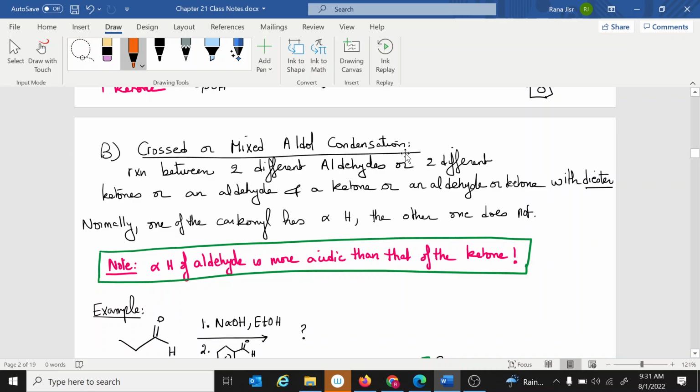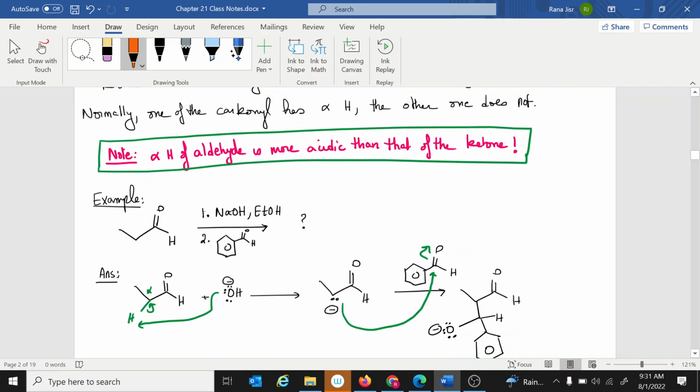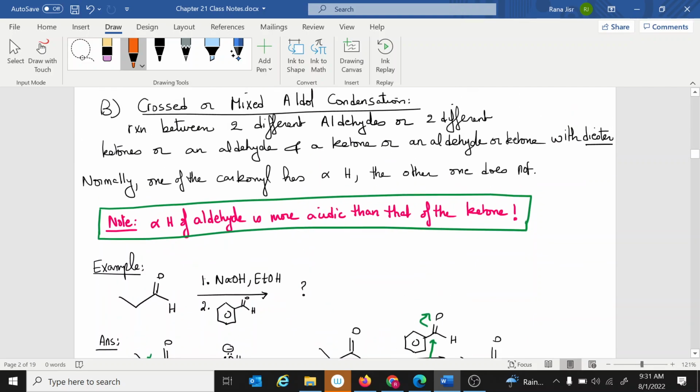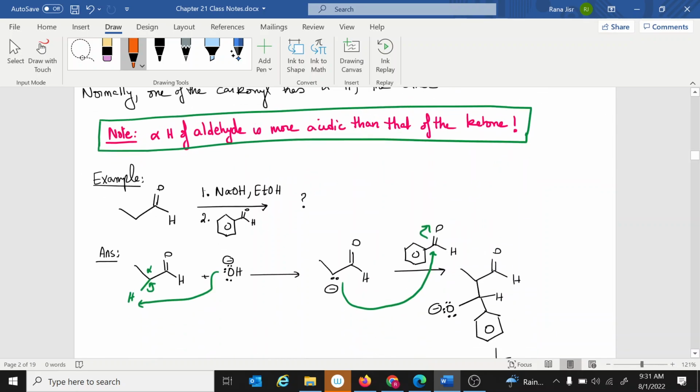So mixed or crossed means that I'm mixing two different aldehydes, two different ketones, meaning that the aldehydes and ketones are not the same, or I'm mixing an aldehyde with a ketone. This is called mixed aldol condensation. Reaction is always the same. Medium is always basic. And please remember that if you are to choose between the alpha hydrogen of the aldehyde and the alpha hydrogen of the ketone, always the alpha hydrogen of the aldehyde is more acidic. So you go with that. You always go with that, okay?